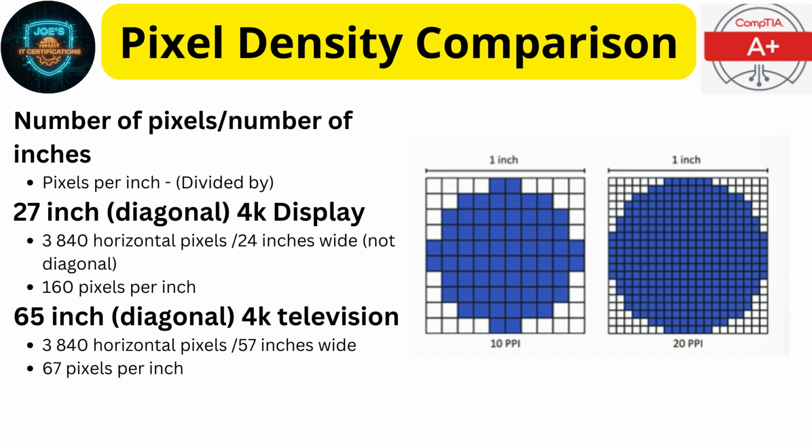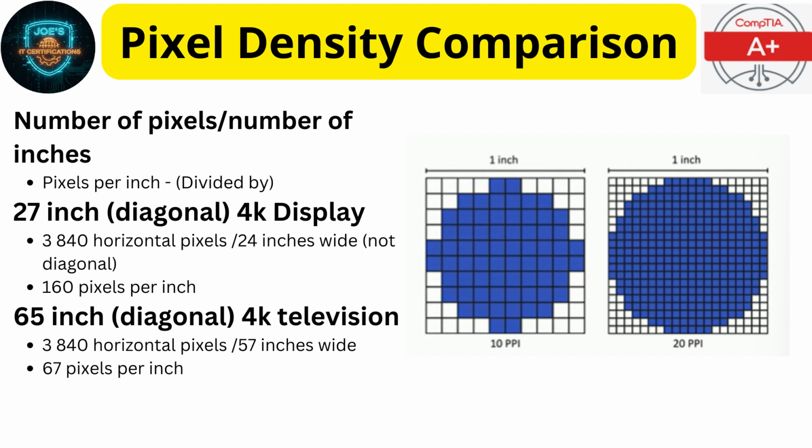And since we know this is a 4K display, there's a total of 3,840 pixels on that horizontal display. If we then do the math of dividing 3,840 by 24, we get a total of 160 pixels per inch.